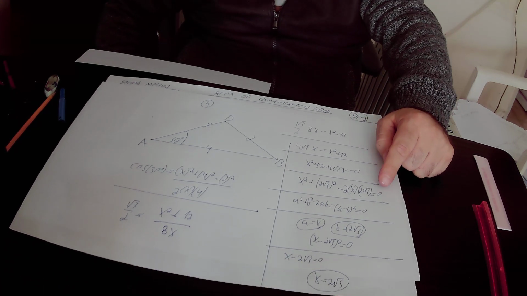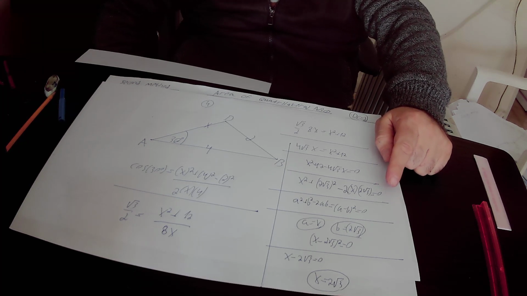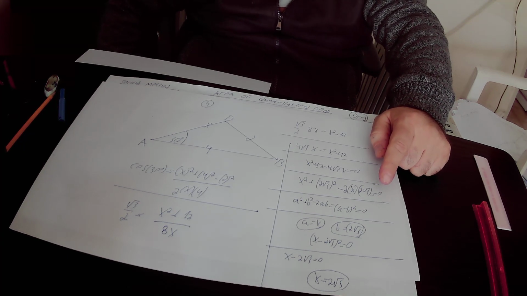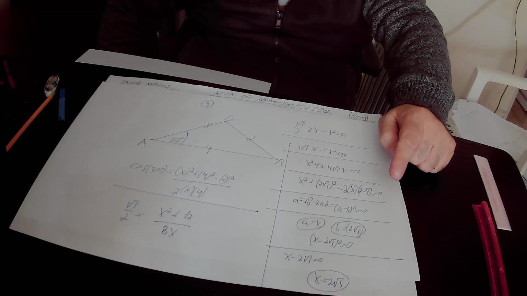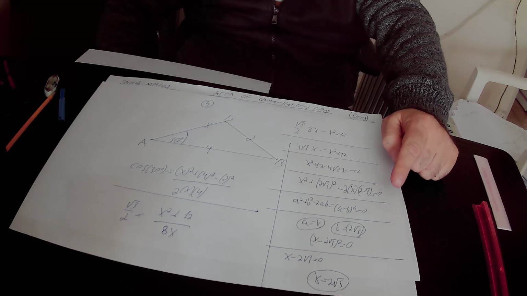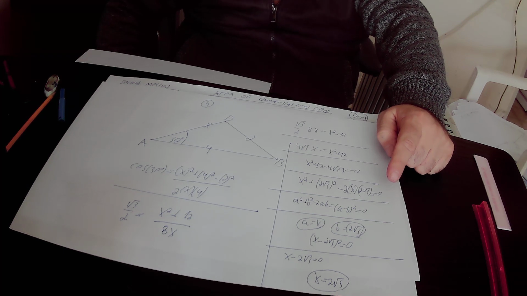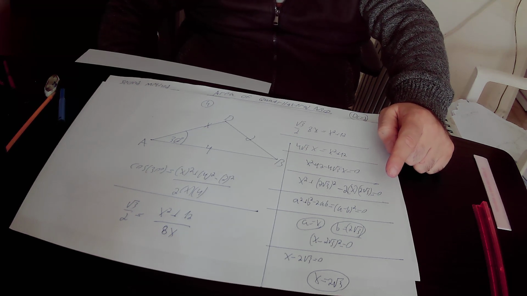This expression is very similar to the algebraic identity that states that a squared plus b squared minus 2ab equals a minus b squared. In our specific expression, a equals x and b equals 2 times square root of 3, so a minus b squared equals 0. In our specific quadratic equation, it means that x minus 2 times square root of 3 squared equals 0.